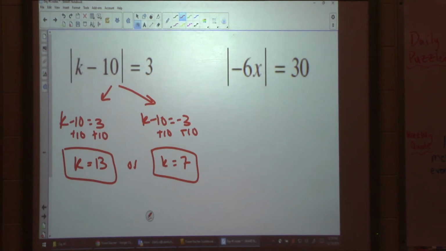Same thing I said, you can plug them back in and check it. 13 minus 10 is 3, the absolute value of that is 3. 7 minus 10 is negative 3, the absolute value of that is positive 3. Any questions? Try the next one. Do it now.